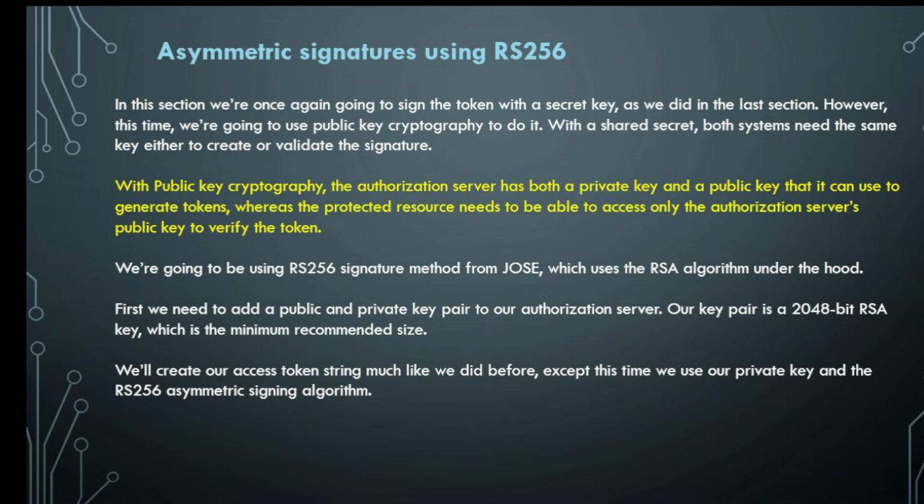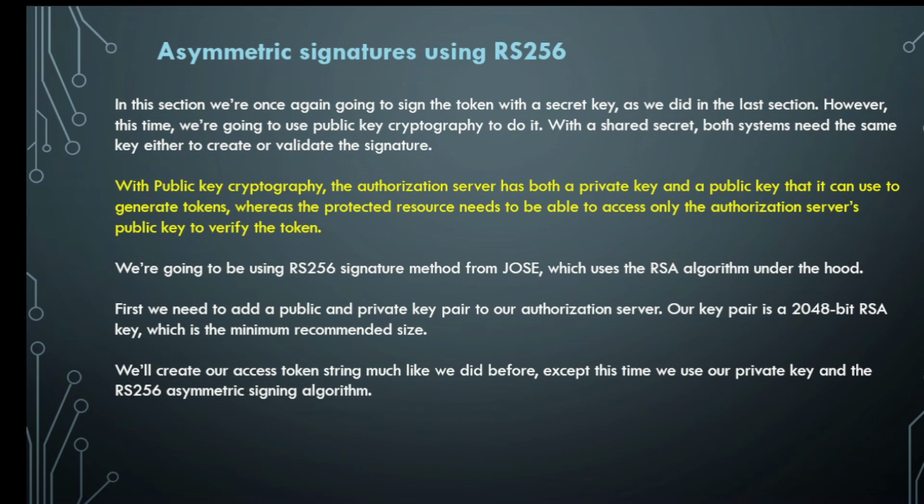The digital signature concept is the same thing here. The authorization server will generate a pair of keys, public and private. The public key it will send to the receiver, that is the protected resource server, which is going to do the validation, and then it can sign the token and send it. So we can see how it's doing. We are going to use the RS256 signature method from JOSE, which uses the RSA algorithm under the hood.